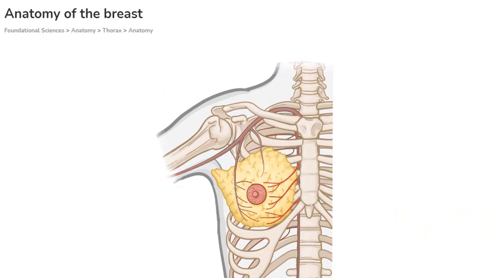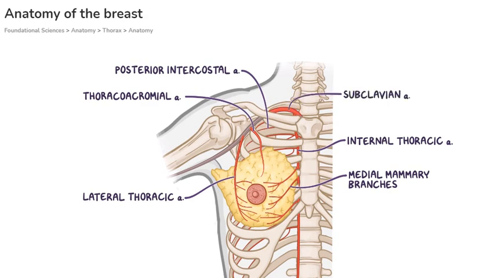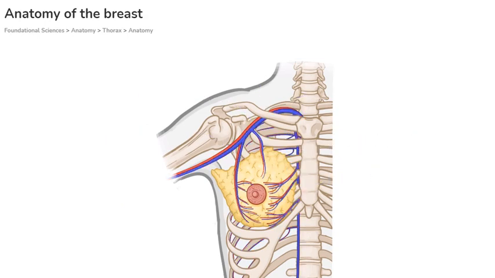Now let's look at the arterial supply of the breast, which derives from several arteries: the medial mammary branches, the lateral thoracic artery, the thoracoacromial arteries, and posterior intercostal arteries. The medial mammary branches come from the internal thoracic artery, which originates from the subclavian artery. The lateral thoracic and thoracoacromial arteries are branches of the axillary artery. The posterior intercostal arteries are branches of the thoracic aorta in the 2nd, 3rd, and 4th intercostal spaces. And finally, the veins of the breast mainly drain into the axillary vein, but some also drain into the internal thoracic vein.